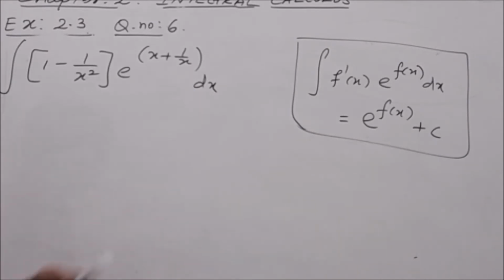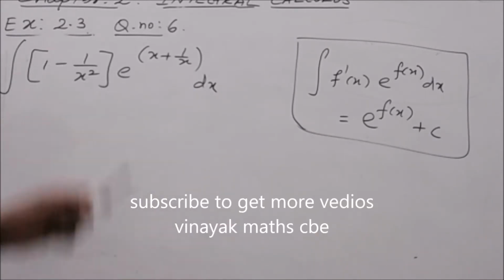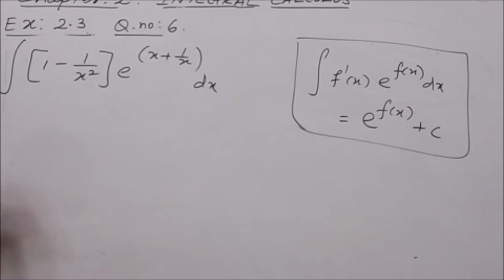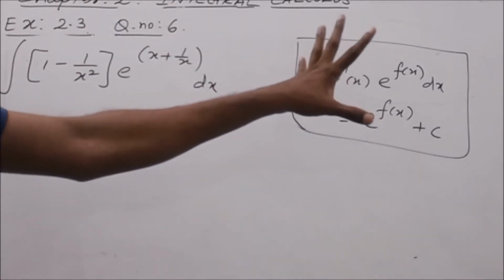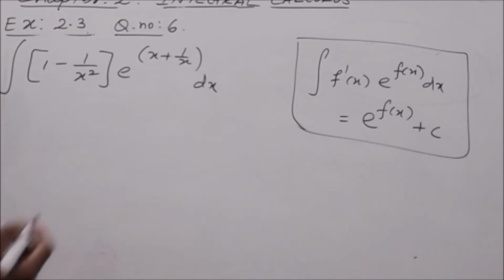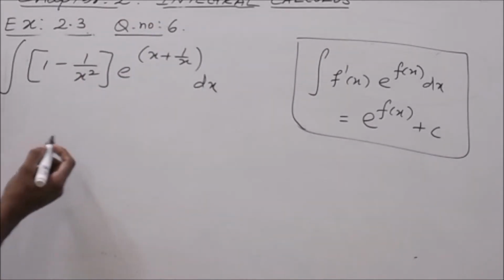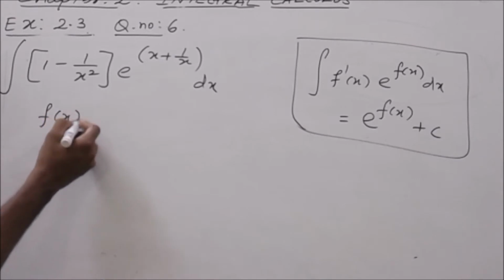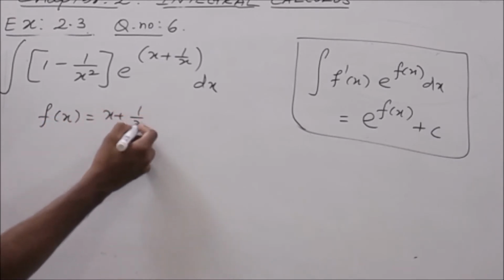This is not easy to integrate by multiplying or separating. So in these types of cases we have a separate formula. If it is in this form, you can directly utilize it. Take this power as f of x. F of x is equal to x plus 1 by x.